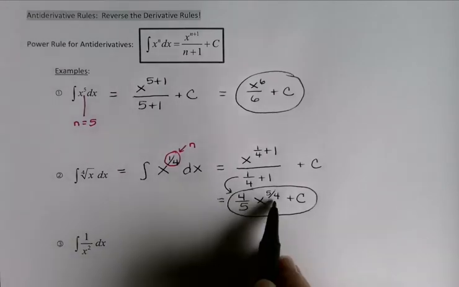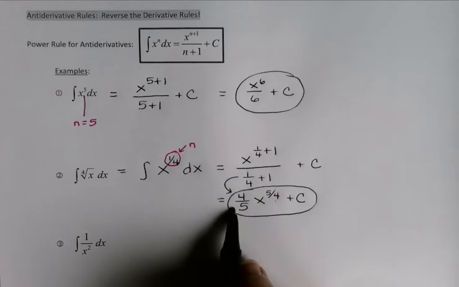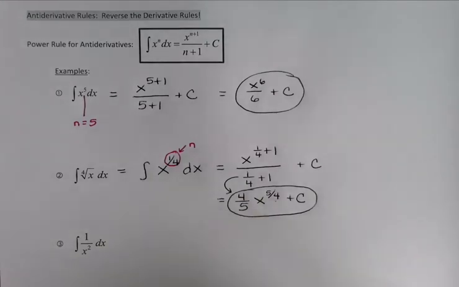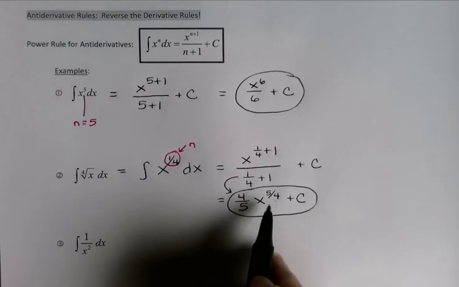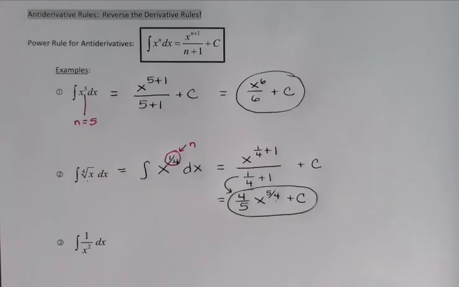Notice that I tried to differentiate. When I bring down the 5/4, 5/4 times 4/5, everything's going to cancel. It just becomes 1. x to the 1/4, which is exactly what I have here.